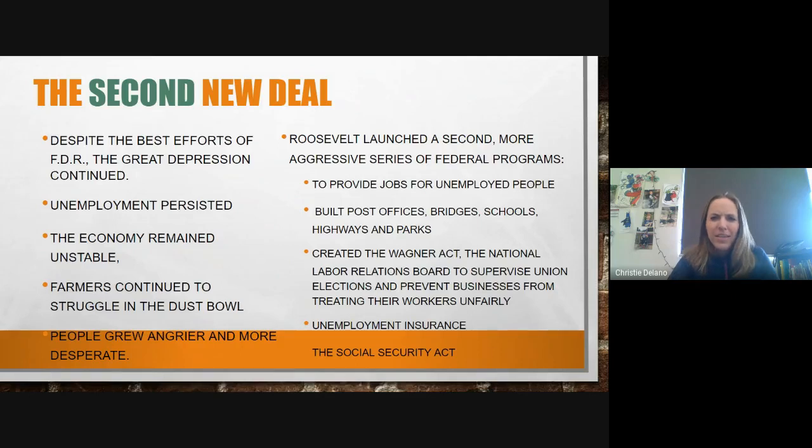He creates the Wagner Act, the National Labor Relations Board, to supervise unions and elections and prevent businesses from treating their workers unfairly. The development of unemployment insurance. This is a huge development, and this is something that will stay the course throughout modern history in democratic states like the United States, like Canada, like Europe.